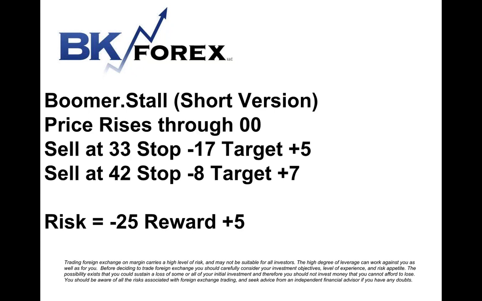The short version works the other way, but I'm simply selling at the 33 level here. Again, I'm fronting the 35. I'm hoping the 33 triggers, and then the stops come in.